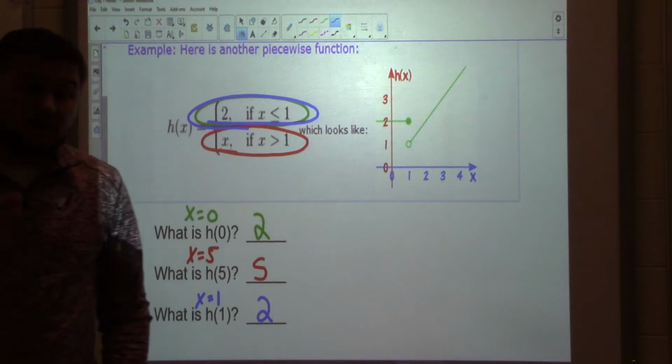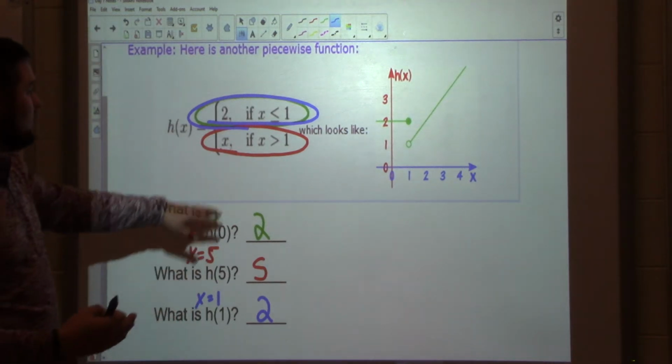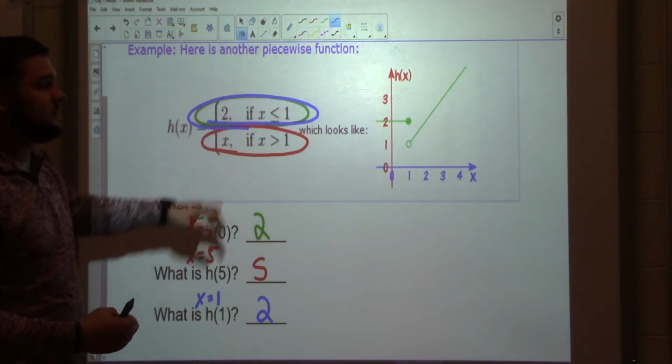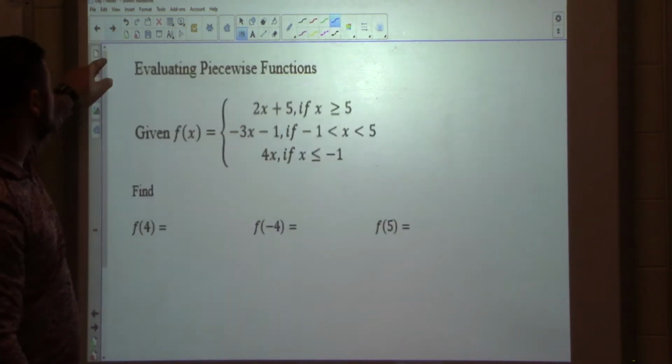So basically you're trying to figure out where our x value fits into our criteria, which one it fits, and we're using the corresponding function with it. Let's try a few more.